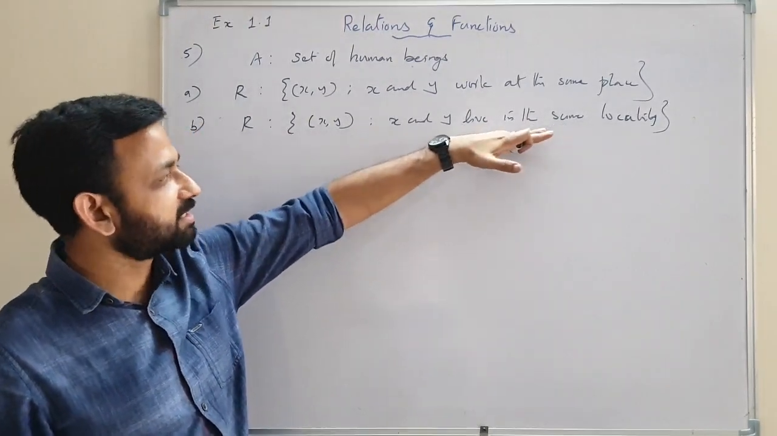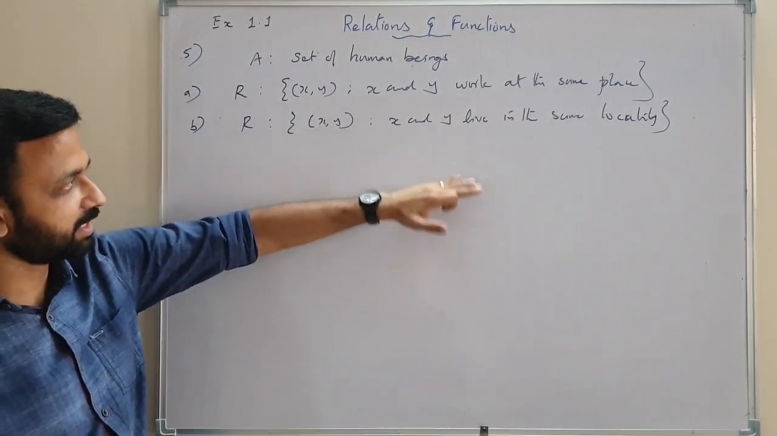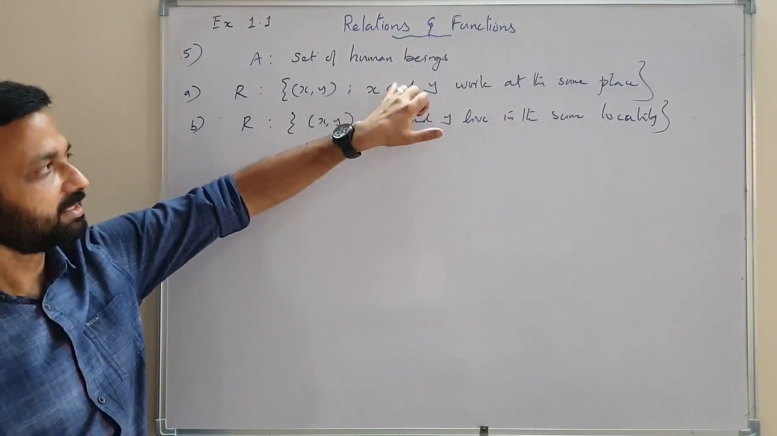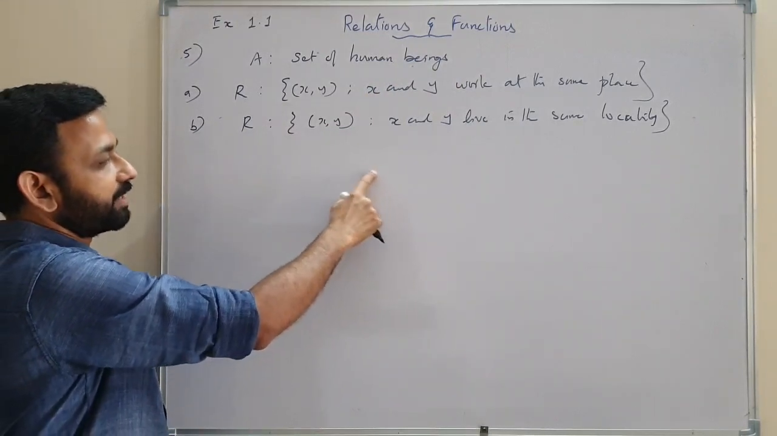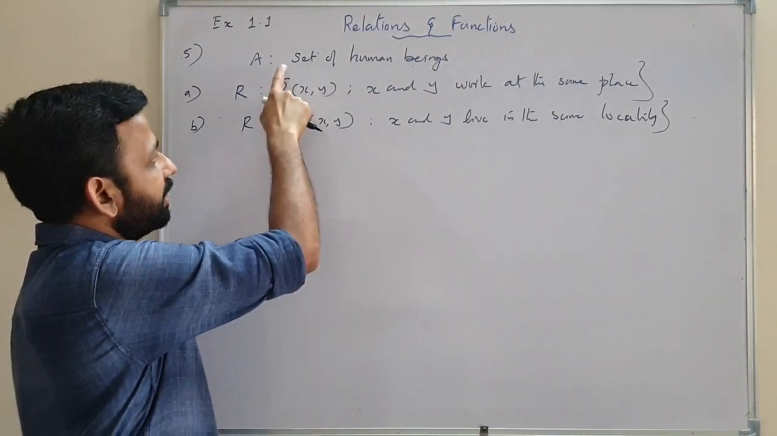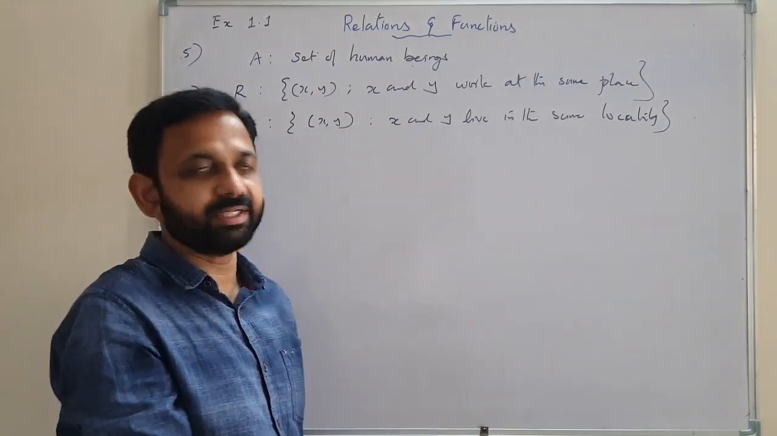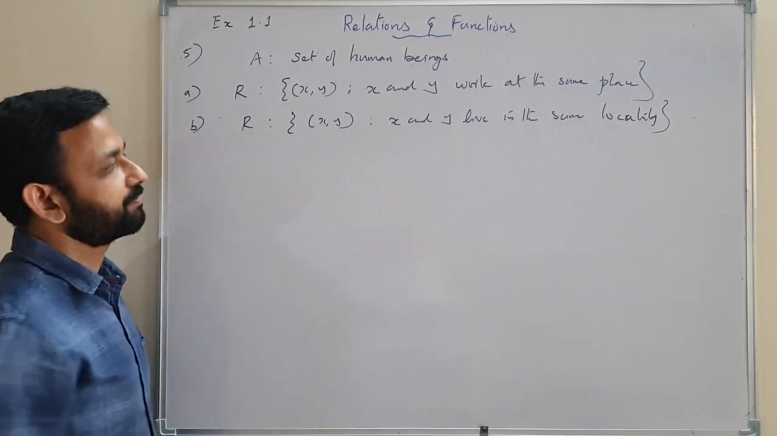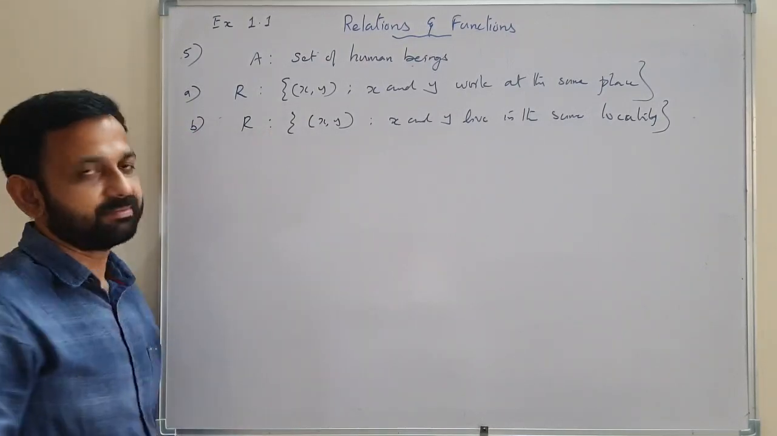Mathematically that statement is correct, so it is reflexive. So we need to write the steps. As in the previous question, we will write ordered pair (x, x) belongs to R for every x belongs to A, because x and x live in the same locality. So this is reflexive. Then for symmetric, let (x, y) belongs to R.